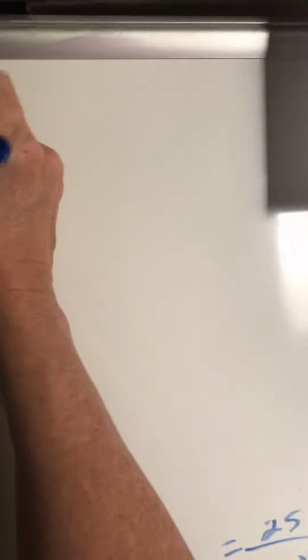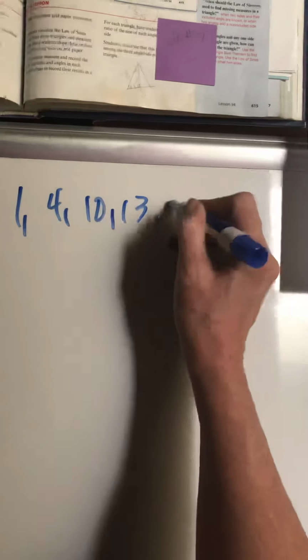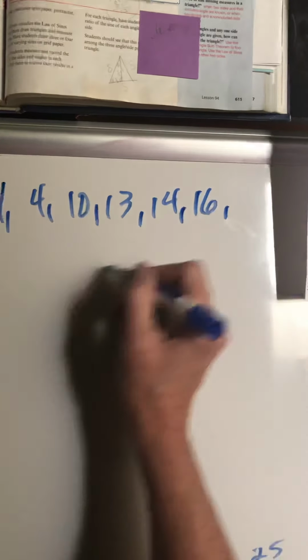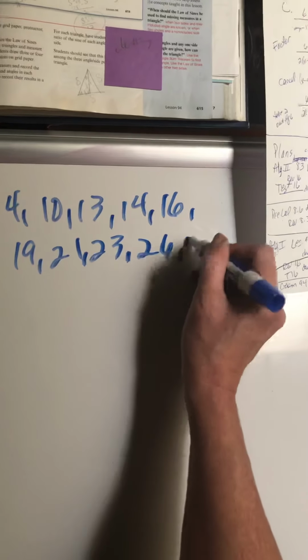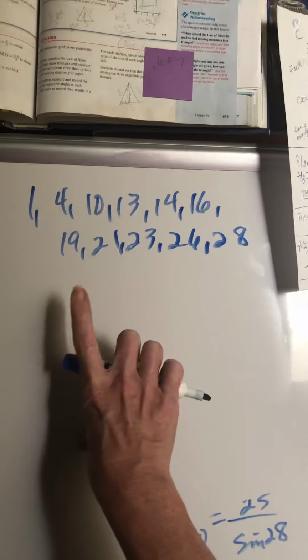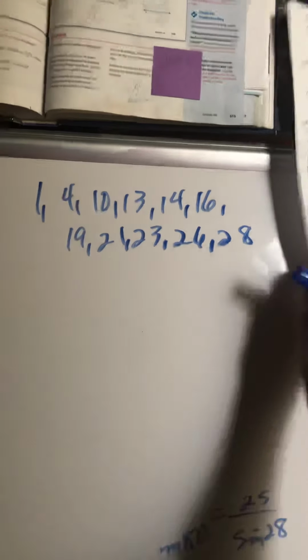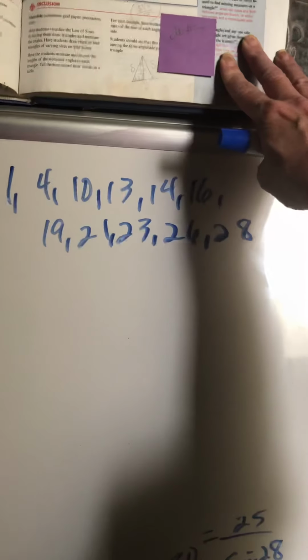Then you have to do, let me just write these down. You have to do 1, 4, 10, 13, 14, 16, 19, 21, 23, 26, 28. Okay, so let's see if there's anything crazy on any of these.